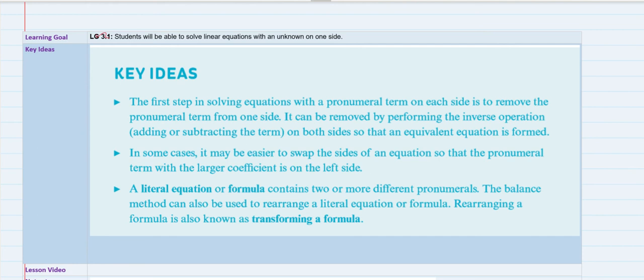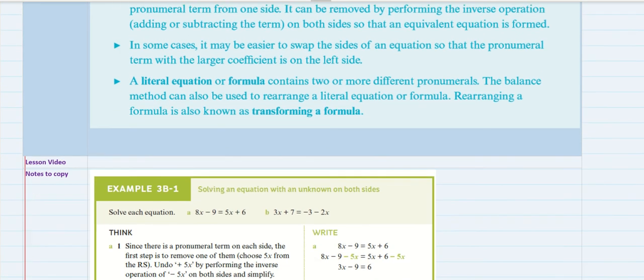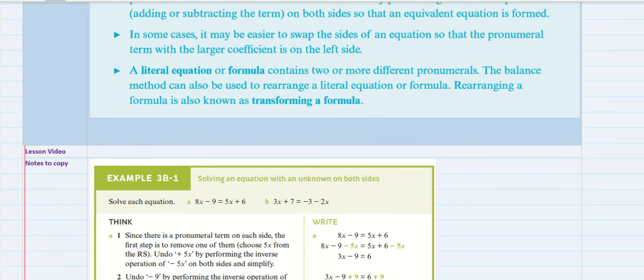The first step in solving equations with a pronumeral term on each side is to remove the pronumeral term from one side. That can be done by performing the inverse operation, generally adding or subtracting on both sides of the equation, so that an equivalent equation is formed. In some cases it may be easier to swap the sides of an equation so that the pronumeral term with the larger coefficient is on one side.